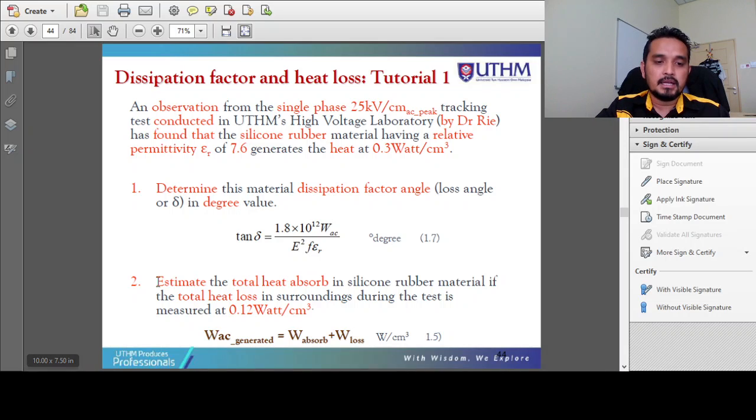Then question number 2: estimate the total heat absorbed in the silicon rubber. We know the conservation of energy: heat generated is equal to heat absorbed plus heat loss. What we want to calculate is the heat absorbed by the material, if the total loss in the surroundings during the test is 0.1 watt per centimeter cube. Again, very simple math, but what is most important is to understand how to use the formula.